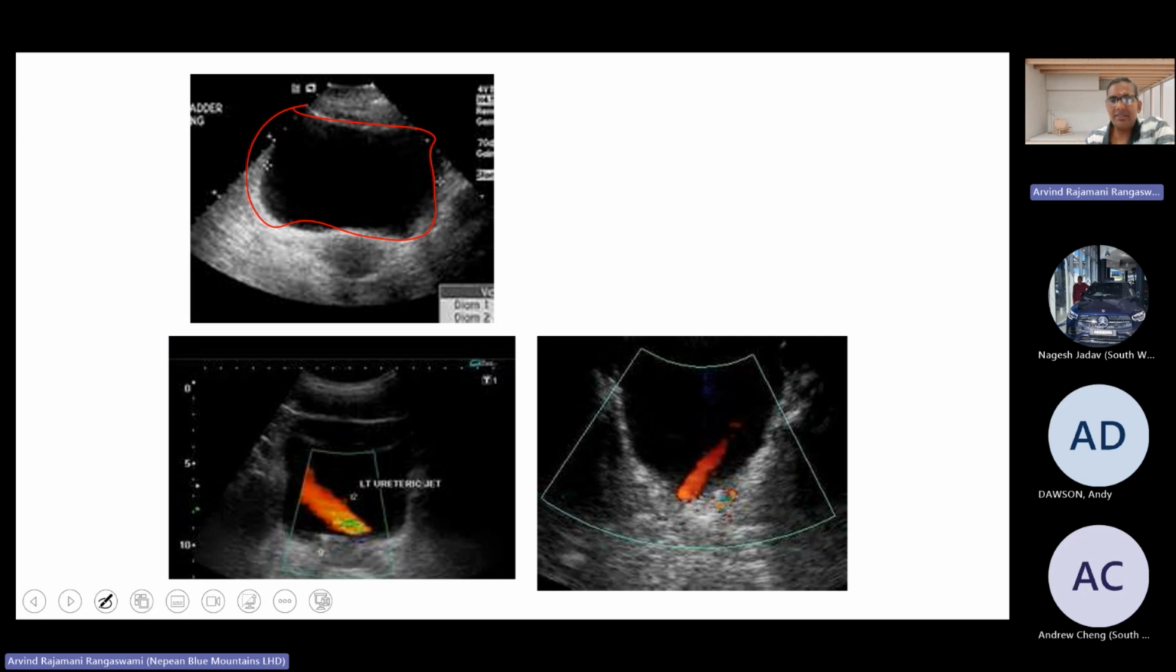And in this instance, the red and blue don't make any difference. It depends on how your probe is orientated as far as the jet is concerned. In this instance, the flow is coming towards the probe, but it doesn't really matter. So this particular jet here is coming from the left ureter. This is coming from the right ureter.